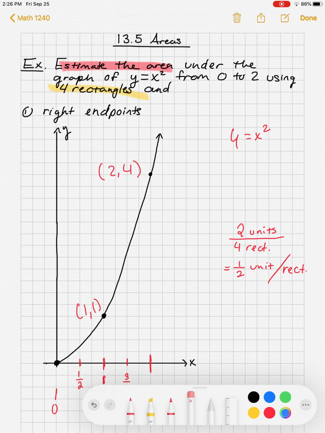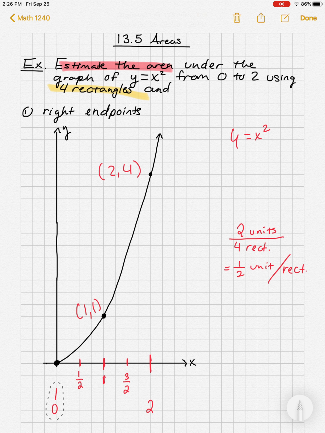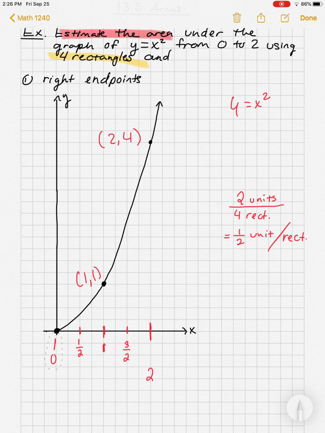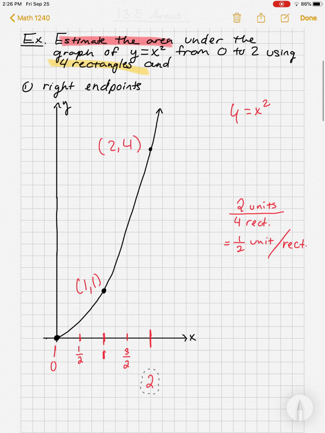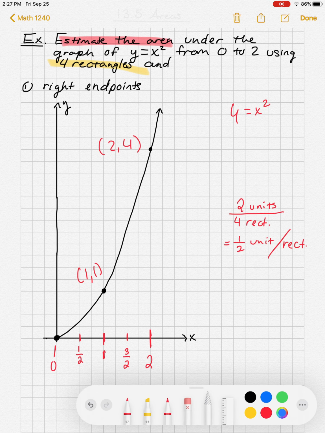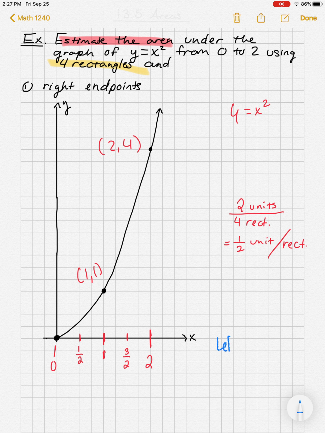So the next question becomes, well, how do I actually draw the rectangles? Because I have some options depending on which endpoints I choose. Like, do I choose the right endpoints, the middle endpoints, or the left endpoints? I mean, let me show you what I mean. So say I chose the left endpoints. That's not what the problem asks me to do, but what if I did that? Then I would start my rectangle here. So my first rectangle would actually have an area of 0.